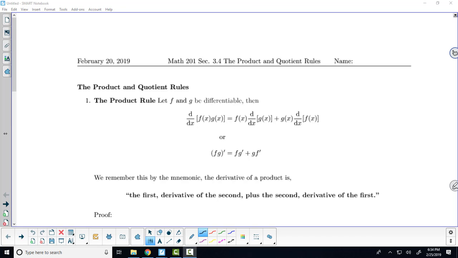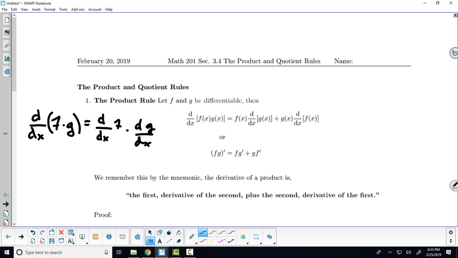Okay? So I wish that, if this would be an ideal world as far as difficulty goes, if I said take the derivative of f times g, it would just be the derivative of f times the derivative of g, where you would just take the derivative of each factor. But that is not the case. Okay? Instead, when you go to take the derivative, and you see what's happening here?